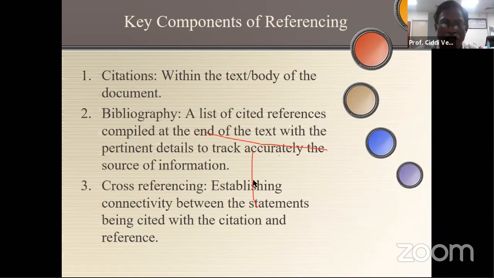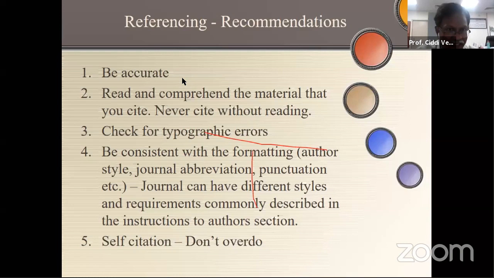The recommendation is to be accurate in giving a reference. Sometimes you write everything right, but instead of 1939, you write 1949, which makes a big difference. Sometimes you may miss the volume, or miss the author. All those are very, very important in writing the references. Check for typographical errors. You should not write the names of people wrong, and the author style, abbreviation, and punctuation should all be uniform, and self-citation should be avoided.